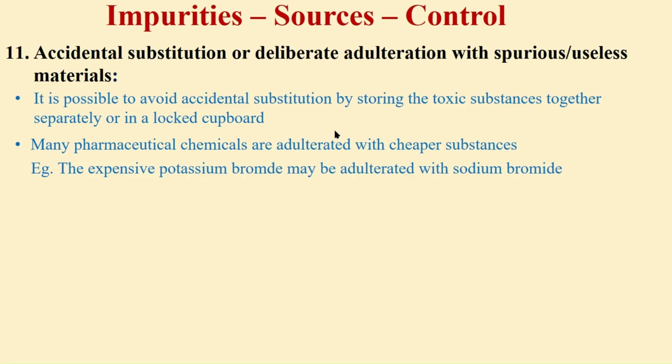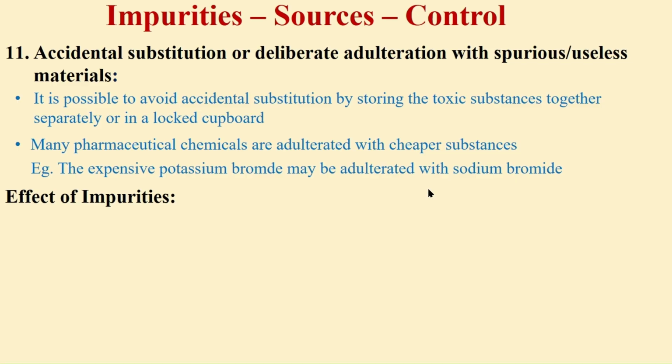Many adulterations occur with cheaper substances with the intention of having better profits. The expensive potassium bromide can be replaced by sodium bromide, which will be a source of impurity. A deliberate adulteration is done like this. In pharmaceutical preparations, this is not allowed. All these are sources of impurities and they should be controlled.